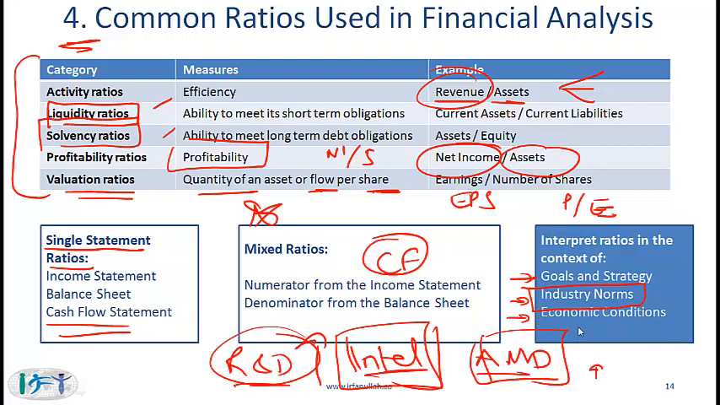Economic conditions means that the ratio you come up with should be considered with respect to the current state of the economy. If the economy is in a recession, then in general net income and operating income will be low, so profitability ratios are likely to be low. On the other hand, if the economy is booming, then the profitability ratios are likely to be high.